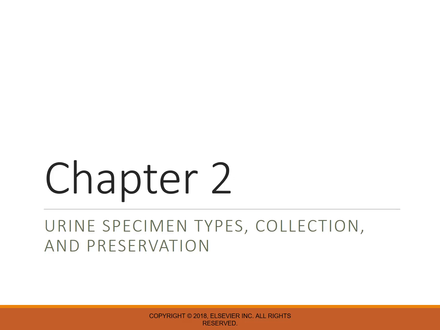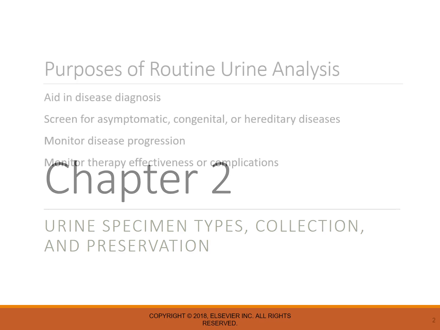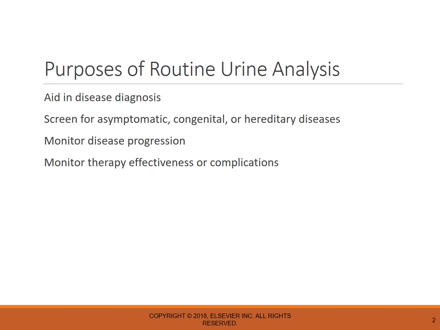So Chapter 2 discusses the urine specimen types, collection, and preservation needed to be able to stabilize urine for analysis. So what is the purpose of performing a routine urinalysis?